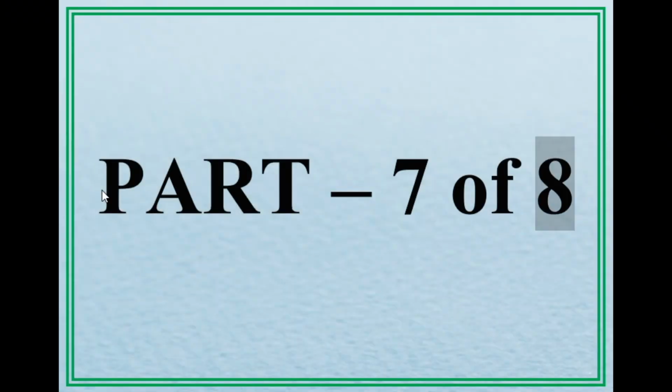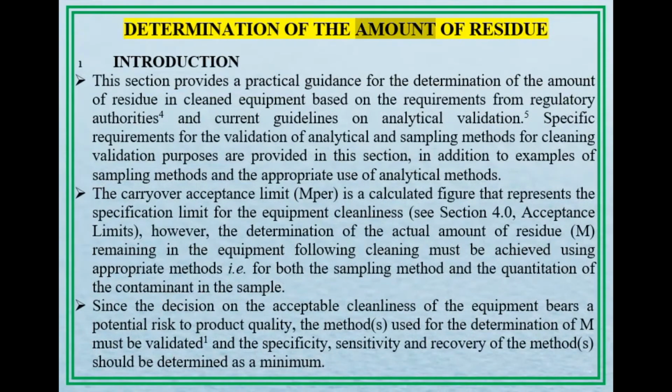Part 7 of 8. Determination of the amount of residue. Introduction. This section provides a practical guidance for the determination of the amount of residue in cleaned equipment based on the requirements from regulatory authorities for and current guidelines on analytical methods, and examples of sampling methods and the appropriate use of analytical methods.